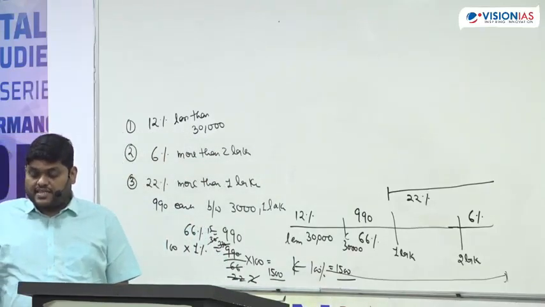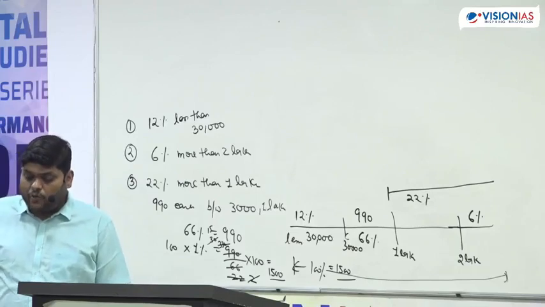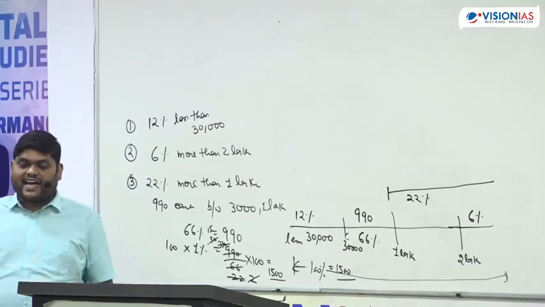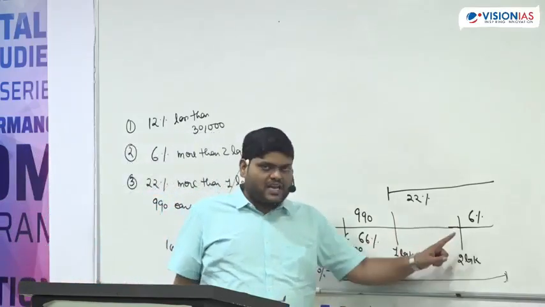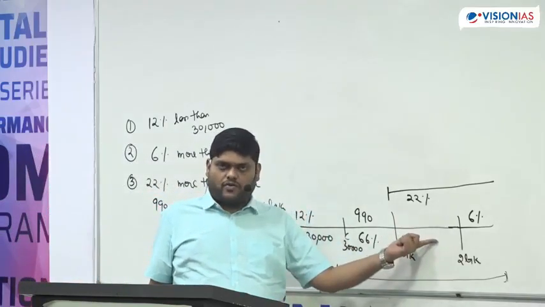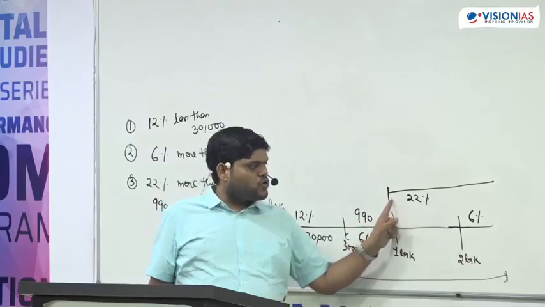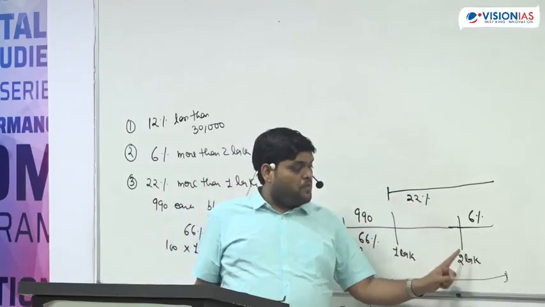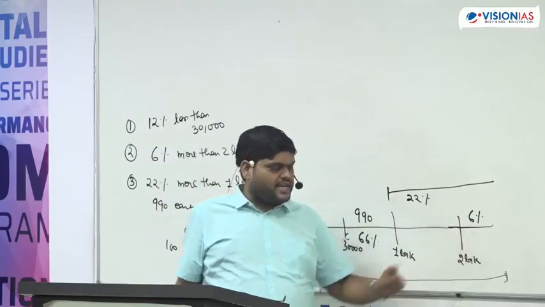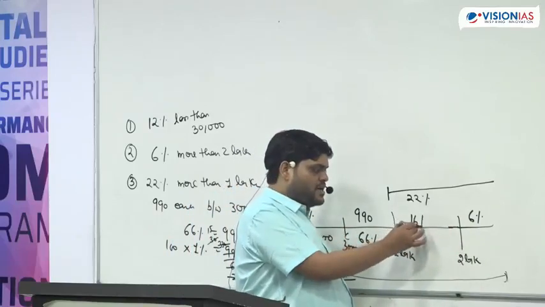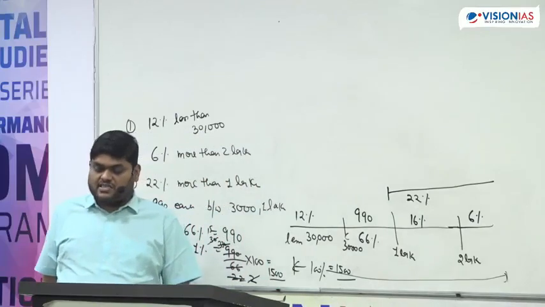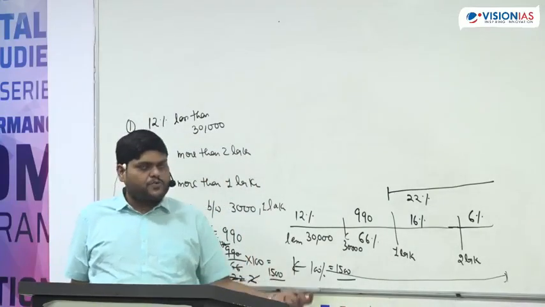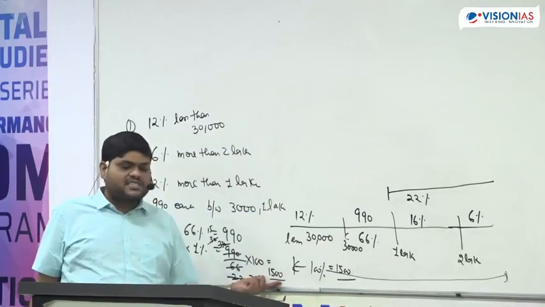The question is, how many households earn between 1 lakh and 2 lakh per year? Now they are not asking more than 1 lakh, they are asking this value. So we know that from here total value is 22, more than 2 lakh is 6%, so this value will be 16%. That means we have to find out the value of 16%.